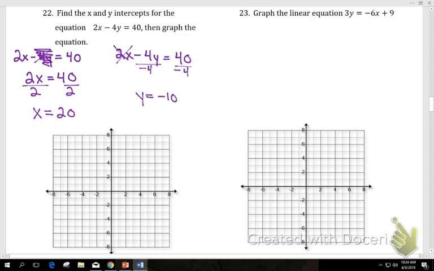Did you guys get that? Yes. Now, do they come together to make one ordered pair? No. This is one ordered pair. This is a second ordered pair. That's 2 points. All right, now let's look at number 23.